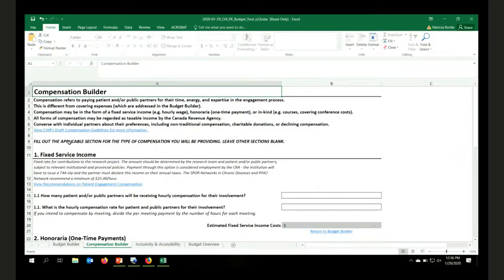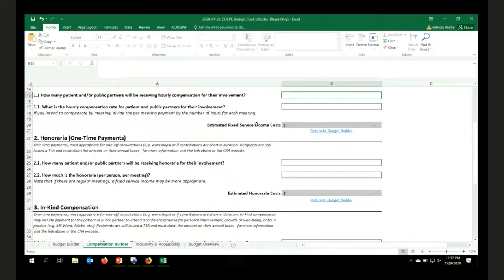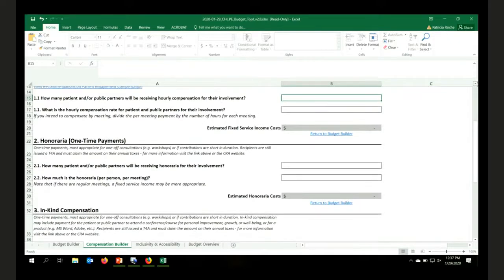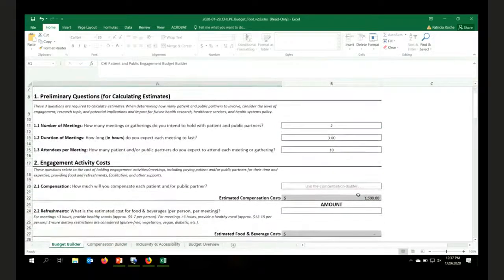It gives you a little bit of information at the beginning. We're going to do fixed service income. It doesn't really matter how you enter it in the spreadsheet, but it does give you the option to do different forms of payment if you're paying people differently or different amounts or they're engaged differently. So we're going to pay all 10 partners, and we're going to do our recommended $25 per hour. Just make sure when you're using this that you're looking at what the question is asking you: per hour, per meeting, per person, that kind of thing. If you don't, your numbers will be wacky. We can then use the hyperlink to go back to that main budget builder page. So we've got our compensation done, and these gray boxes will fill in the amounts as you go through, so you can take a look.